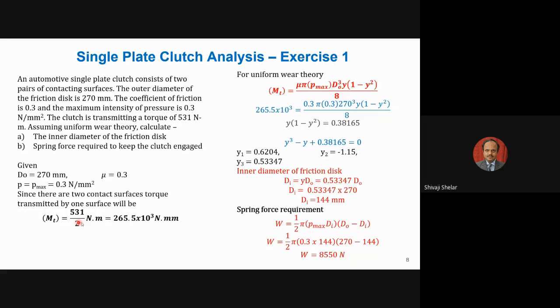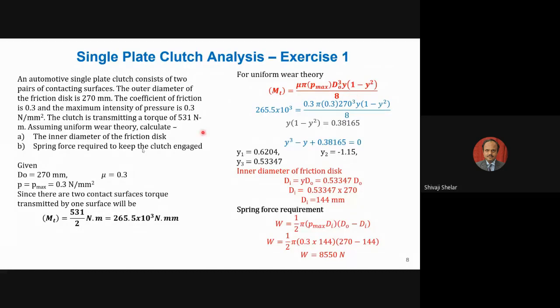So torque transmitted by a single surface is now 265.5. This is in Newton millimeter, so you have to convert into Newton millimeter. You have to multiply by 10 raised to 3 here. So this is 265.5 into 10 raised to 3. Now this is the torque to be transmitted by a single pair of surface. For a single pair of surface for uniform wear theory, this formula is there. This formula in the previous slide we have written, that is mu pi P max into DO cube into y into 1 minus y square upon 8.